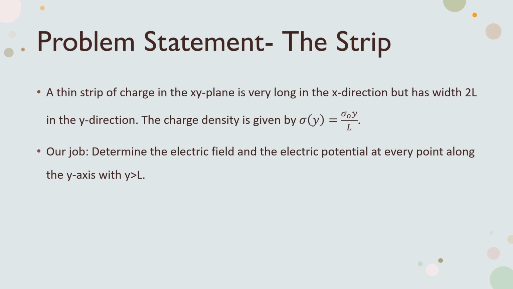The information that we gathered from the problem statement was that we have a thin strip of charge or wire that's located in the XY plane. This thin strip of charge, aka wire, is said to be very long in the X direction and have a width of 2L in the Y direction, which is important for our assumption section later on. The function sigma of y is equal to sigma naught y over L gives us a charge density. And so our job is to determine what the electric field and electric potential are at every point along the y-axis, with y being greater than L.